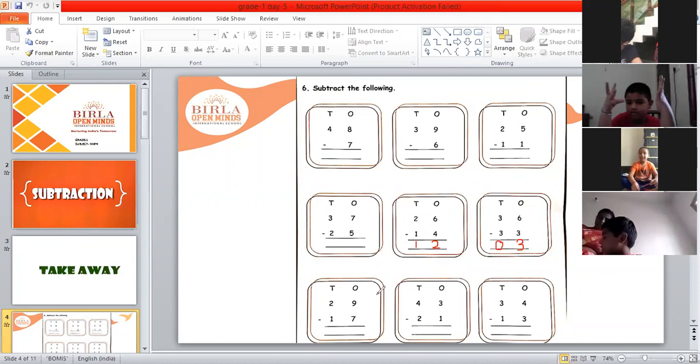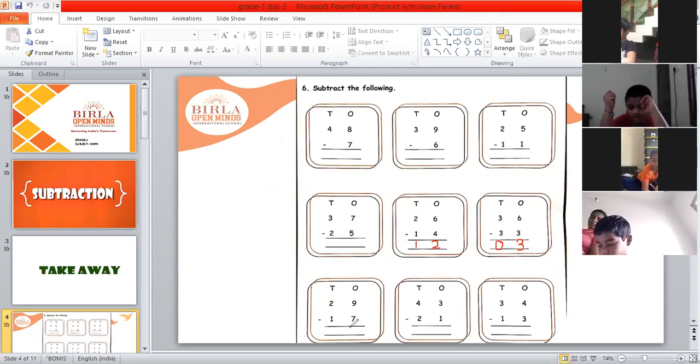Now how many fingers you will remove from these 9 fingers? 7. Now remove 7 fingers. 1, 2, 3, 4, 5, 6, 7. How many are left? 2. So this means 9 minus 7 is 2. Okay. And what are the numbers in tens place? 2 and 1. So tell me the answer quickly. 2 minus 1 is 1. Answer is 12. Very good. That's the correct answer.